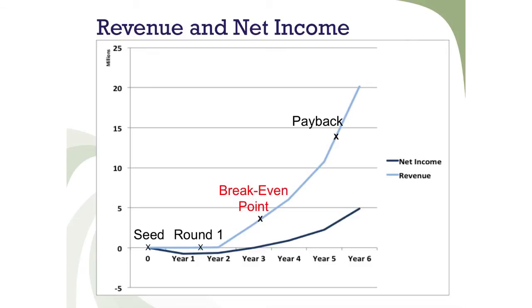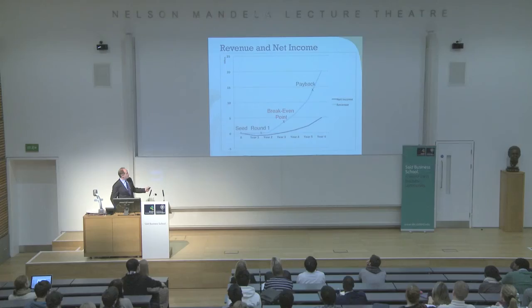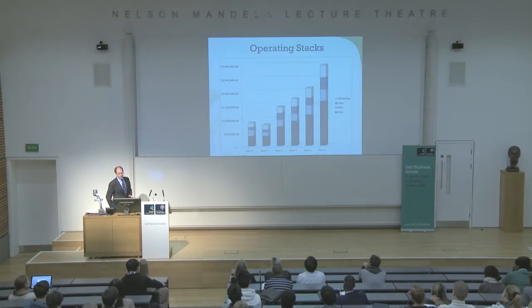They've given some idea. Look, at this point in time, we're going to get some seed money. This is when we're going to need some round one money. At this point, we think our investors are going to get some payback. So it's a fairly useful graph.